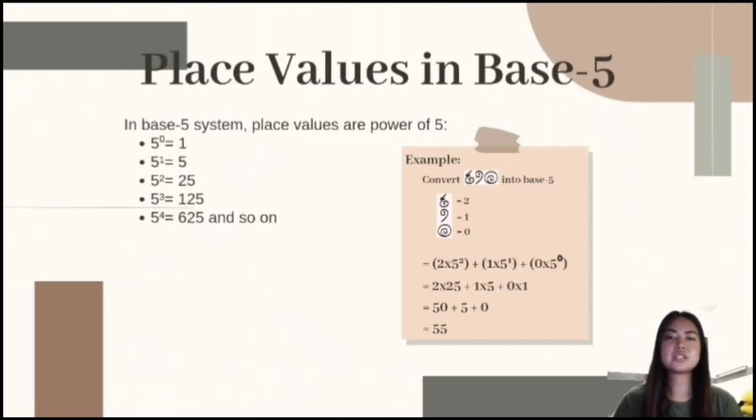Now, let's look at how to convert symbols into base 5 numbers. For example, we have a lightning spiral that represents number 2, air spiral for 1, and zero spiral for 0. That makes the number 210 in base 5.